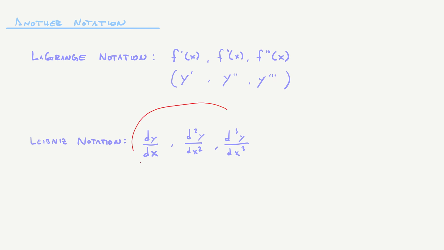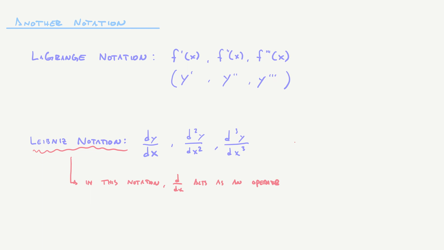And it looks like this. dy over dx, that's the first derivative. d squared y over dx squared, that's the second derivative. d cubed y over dx cubed, that's the third derivative. And of course, we could keep having higher order derivatives here. But in this notation, d over dx is an operator. It's the same as if you're going to square both sides.